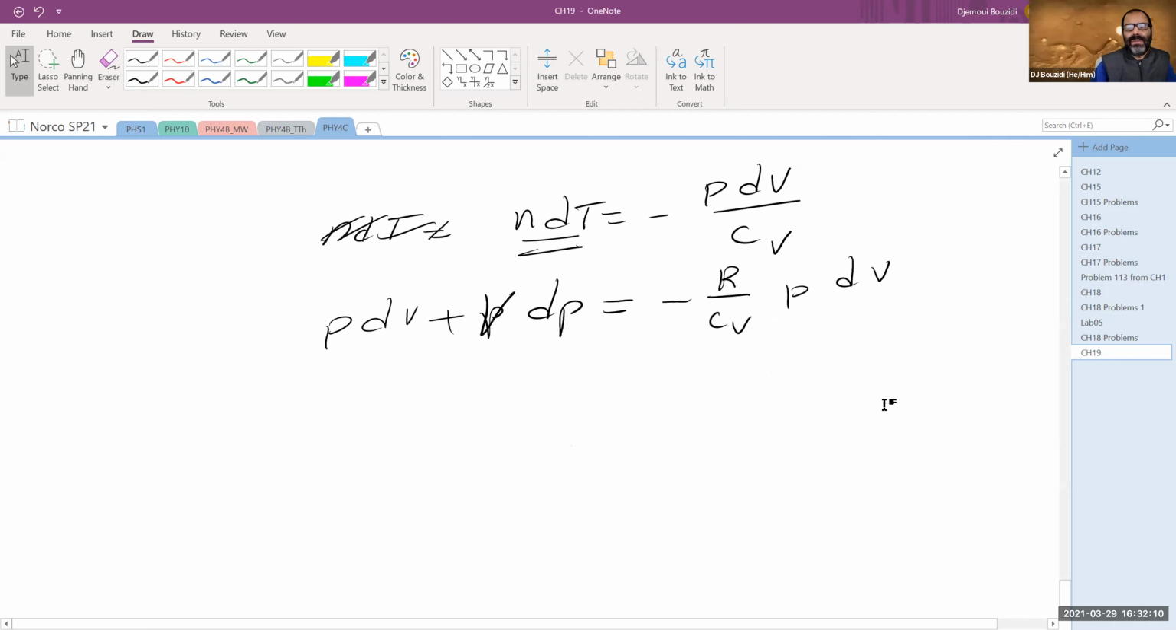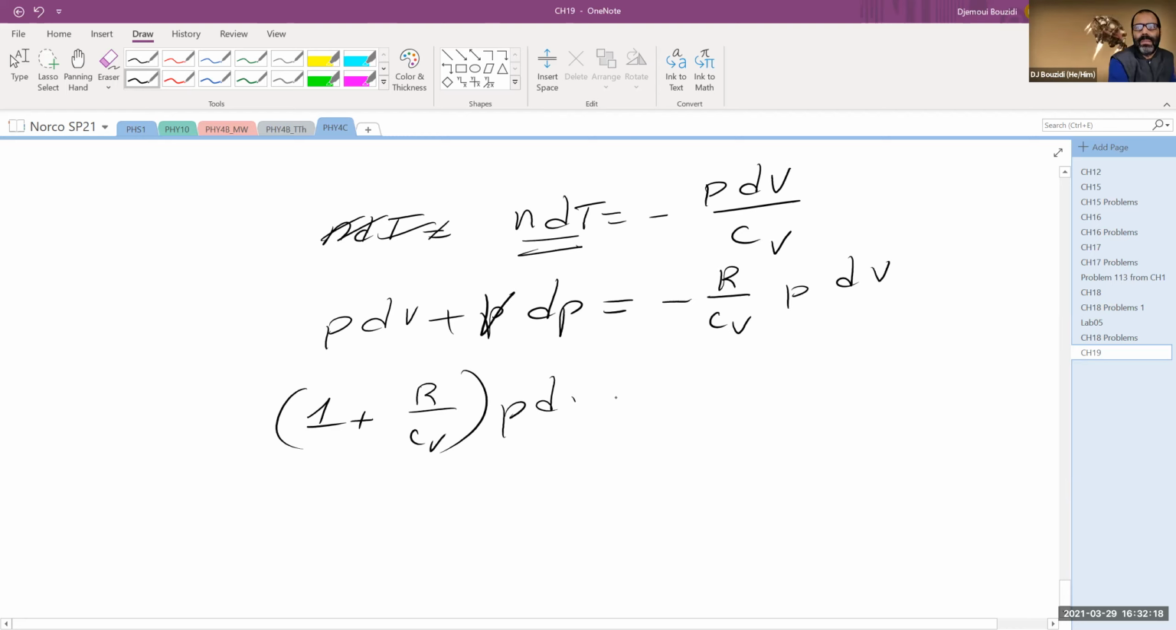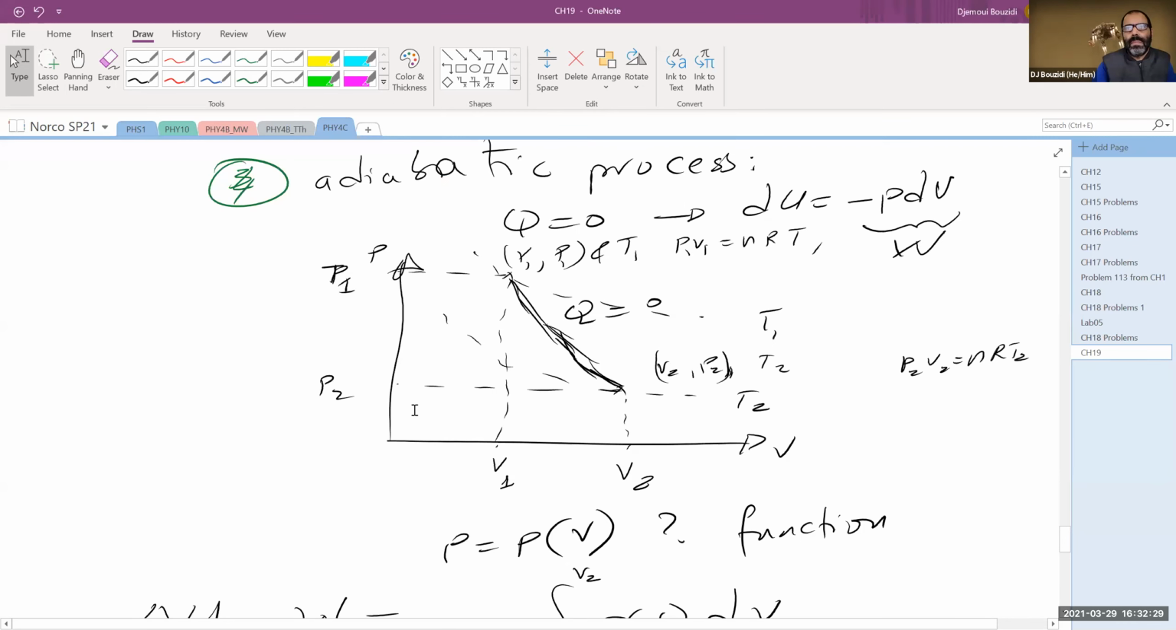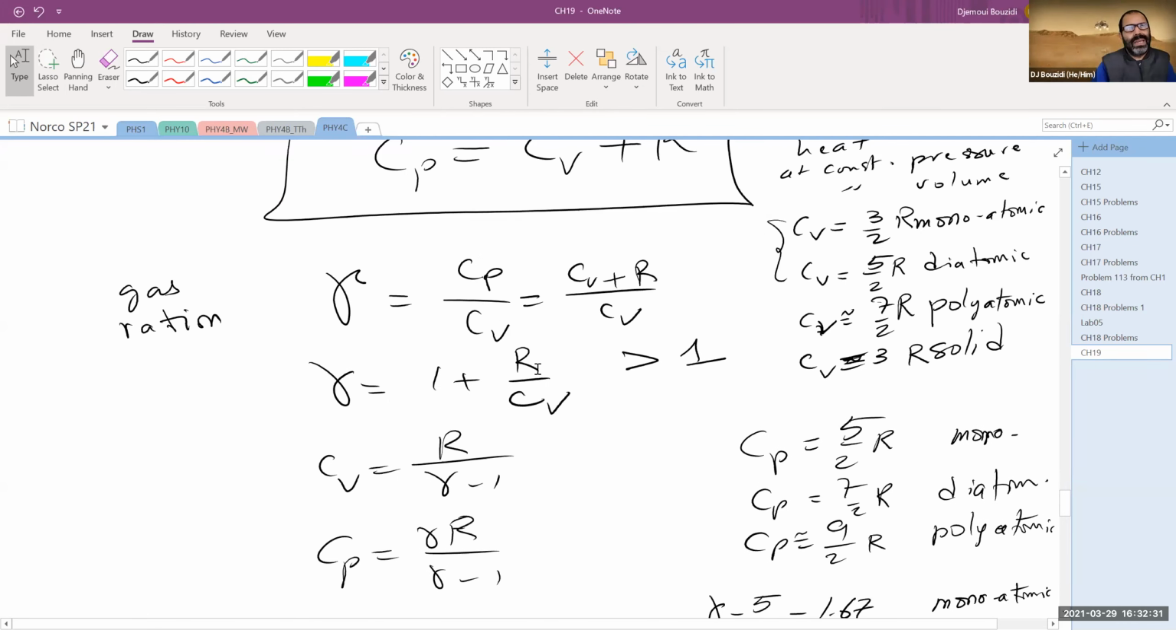So we're going to pull P dV as a common factor. So we'll be left with 1 on this side plus R over Cv times P dV plus V dP is equal to 0. Okay. 1 plus R over Cv, isn't that gamma? That is exactly gamma for the ideal gas law.